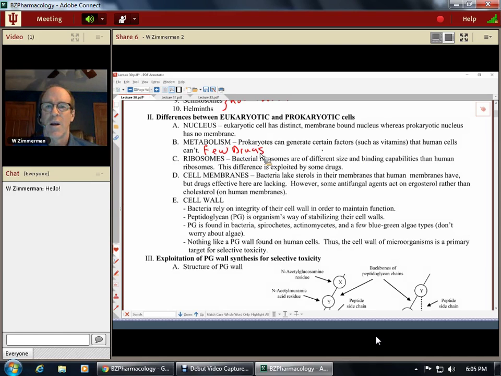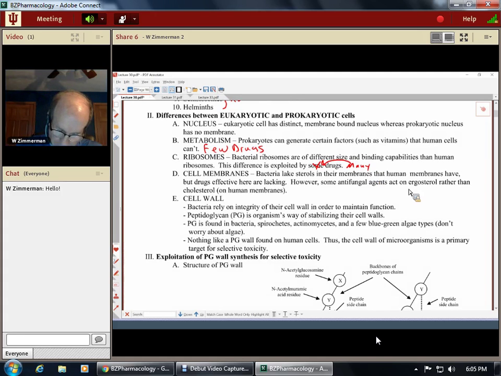The ribosomes. Bacterial ribosomes are a different size and binding capabilities than human ribosomes. And I said, why don't I get rid of some there and say many drugs? Cell membranes, bacteria lack sterols in their membranes that human membranes have, so we don't really have anything there. But the antifungal agents frequently work on ergosterol. So that's where a lot of these work.